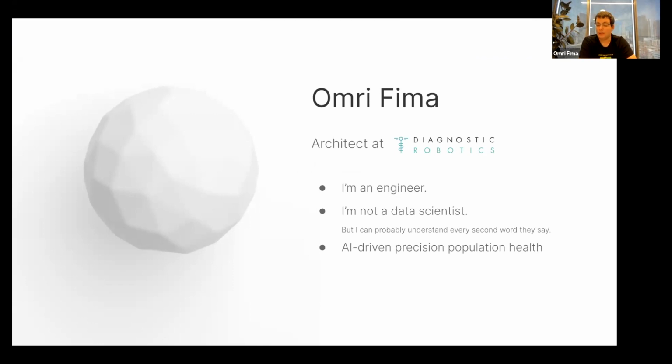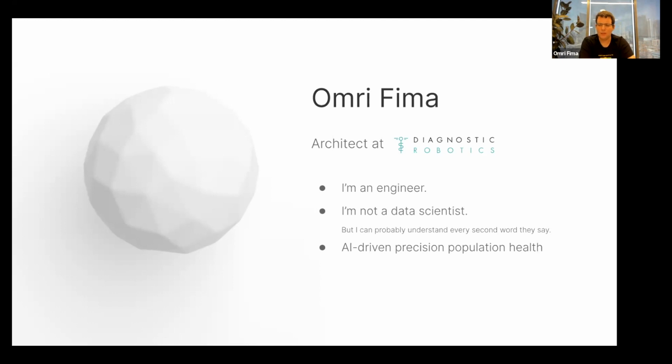And what we do at Diagnostic Robotics is we build something called AI-driven precision population health, which basically means that we can take patient data and medical and clinical data in order to create much more effective, much more efficient, and much more accurate and personalized treatment to people. And I will show you how it works in just a moment.